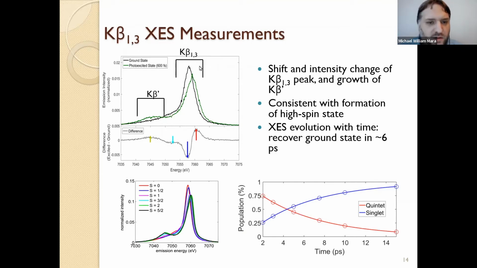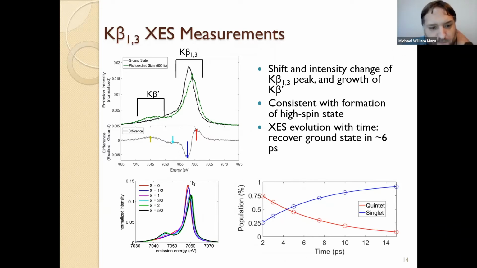So experimental emission spectra are shown at the top. Ground state again is in black, and for consistency with the XAS, I show 600 femtosecond time delay here. So in the singlet state Kbeta emission spectrum, you see the single mainline peak. However, when we photoexcite this, we see both a shift in that mainline peak to higher energy, but you also see this additional band that shows up around 10 to 15 eV below that.